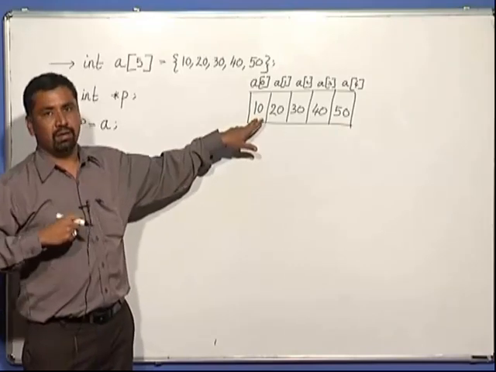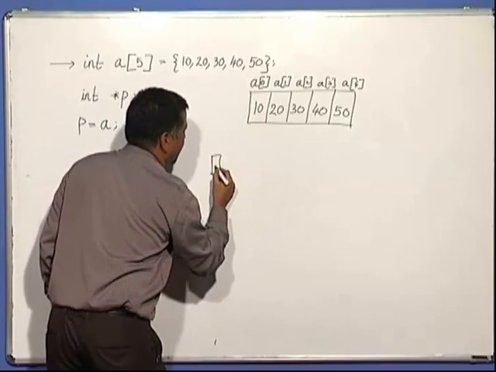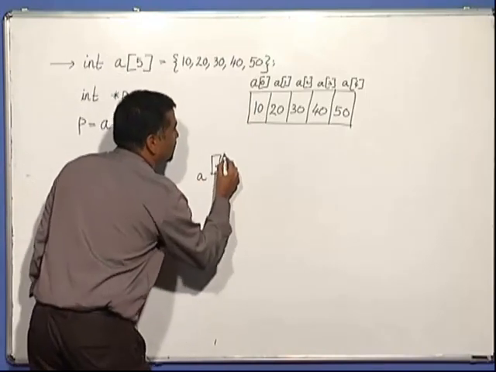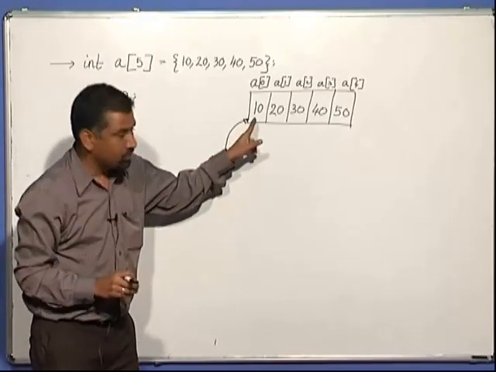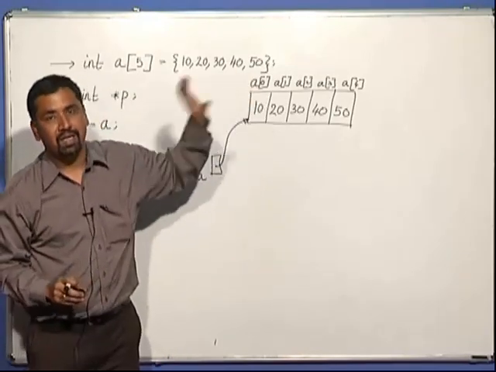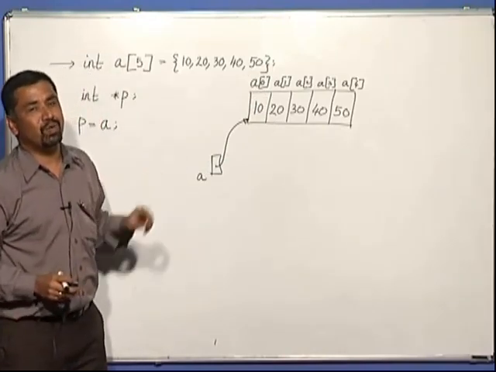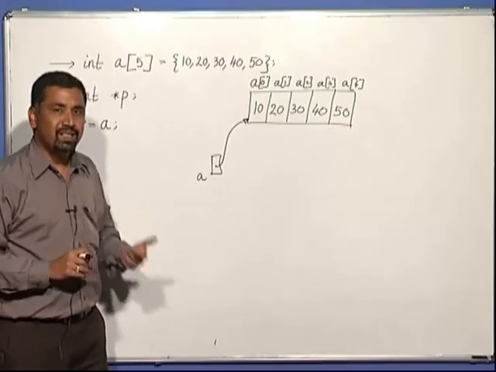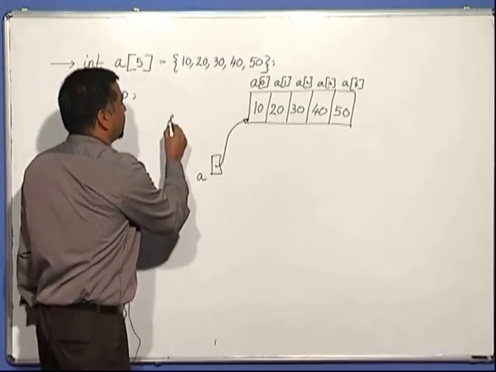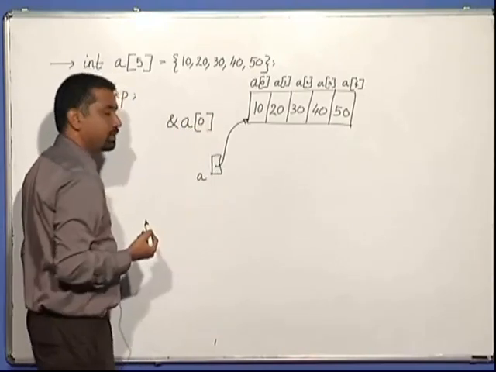Coming again, the name of an array, if you think of A like that, is a constant pointer. That is, it points to the first element of the array, that is, it holds the address of the first element of the array. What is the first element of the array? A of 0. So, A is nothing but the address of the first element, which is A of 0.